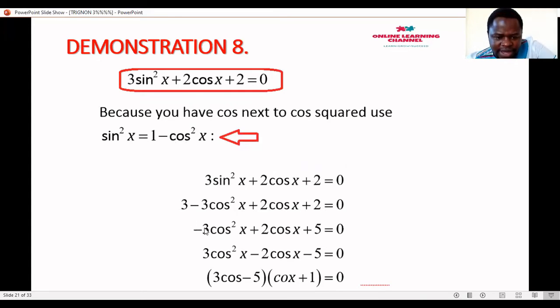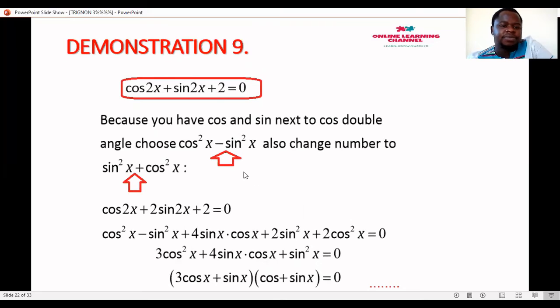So here you can have negative 3 cos squared x, and 3 plus 2 is equal to 5. And then you can choose to multiply throughout by negative. You can have 3 cos squared x minus 2 cos x minus 5, and you factorize this trinomial. So you can have 3 cos x and cos x, and then you can have minus 5 and 1, and then you solve.